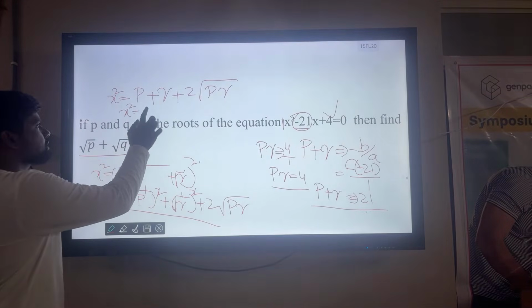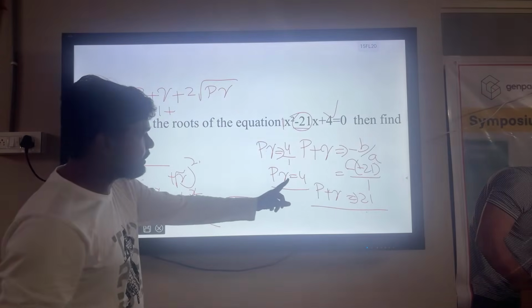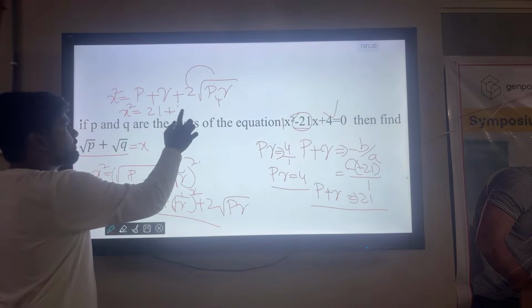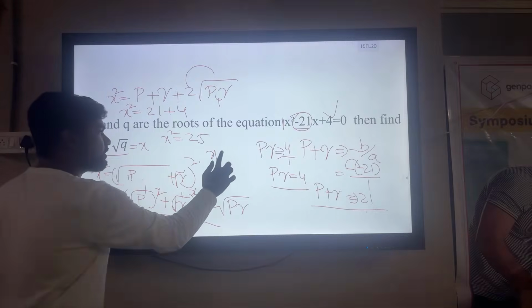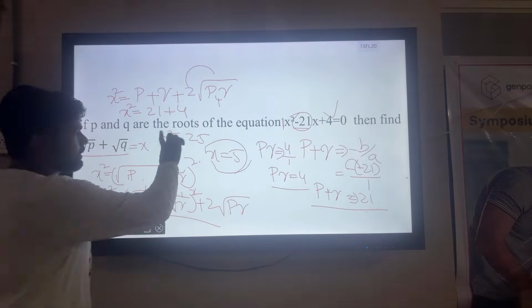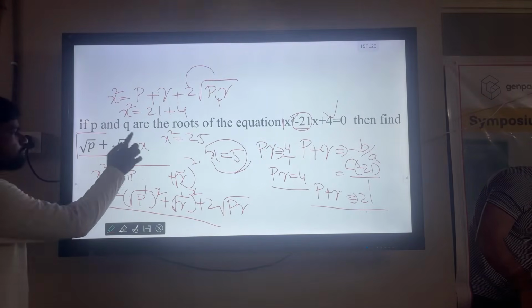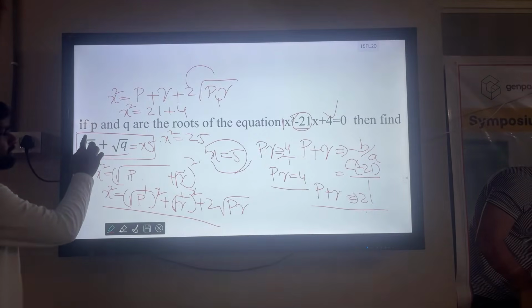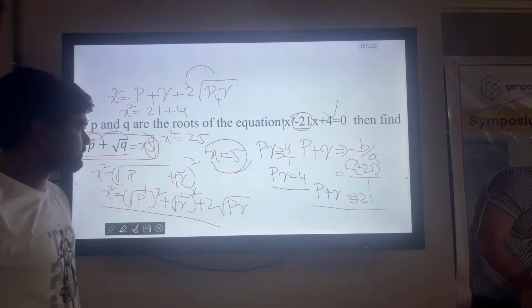So X square is equal to 21 plus 2 of root of P into Q. What is the P into Q value? 4. Root 4 value is 2, so 2 into 2 is 4. X square is equal to, what is the answer? 25. X is equal to 5, because the root of the square will be there. So what I assumed, root P plus root Q, is equal to x. So the x value is 5. That means root P plus root Q is equal to 5.